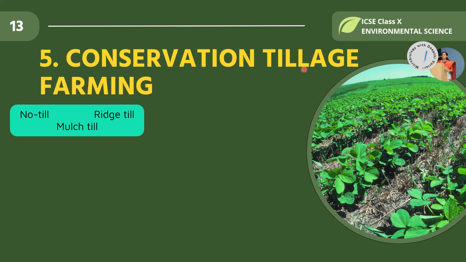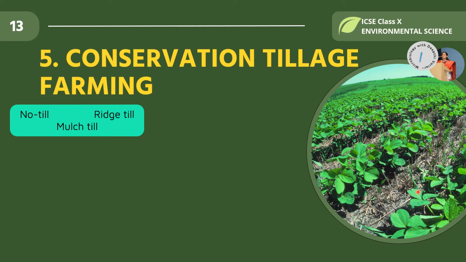Now, tillage means you are tilling the soil. You are basically mechanically agitating the soil. You are shaking up the soil. There are different types of conservation tillage farming. You could have no till, where you don't till at all, the entire year you leave it undisturbed, or you could have ridge till, where you plant the crops on ridges. So between the ridges, you do not do any kind of tilling.